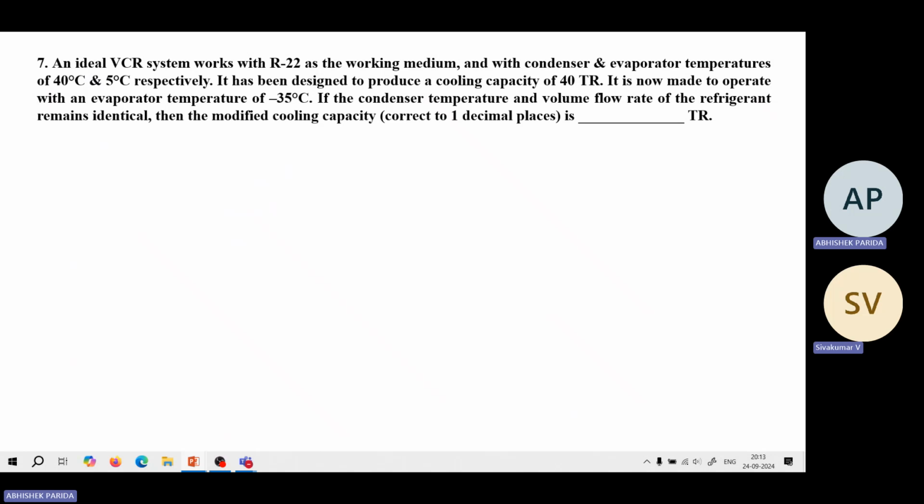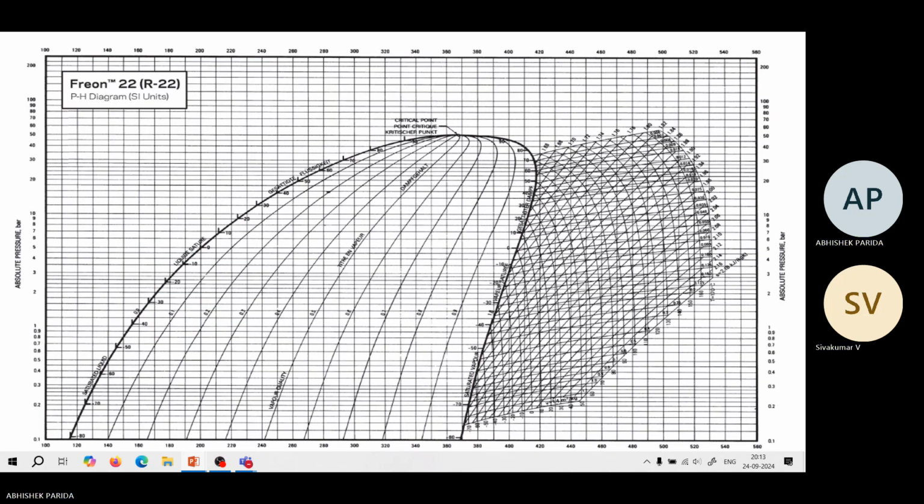Coming to the next question. An ideal VCR system works with R22 as the working medium. So here also there will be two approaches, and based on your thought process, you can use whatever approach you like. Either you find out the CP value for this R22 or directly you can refer to the chart. I have provided the chart here. You can refer to it.